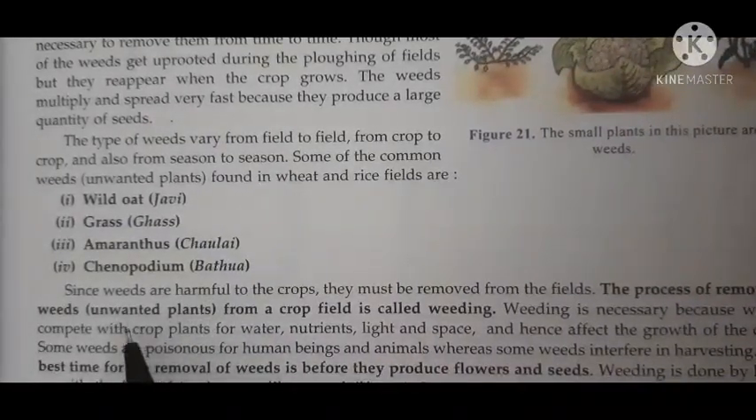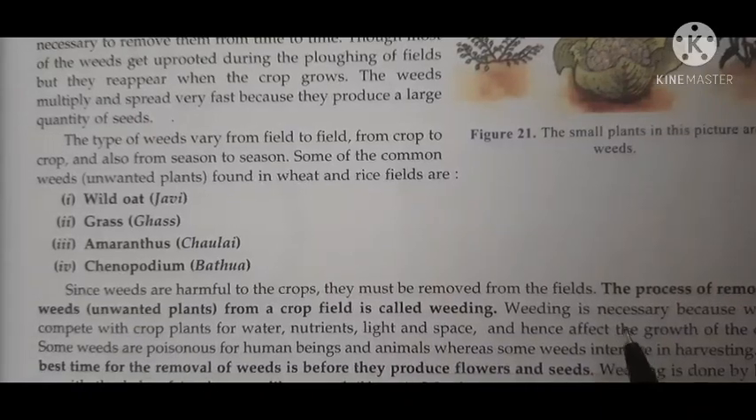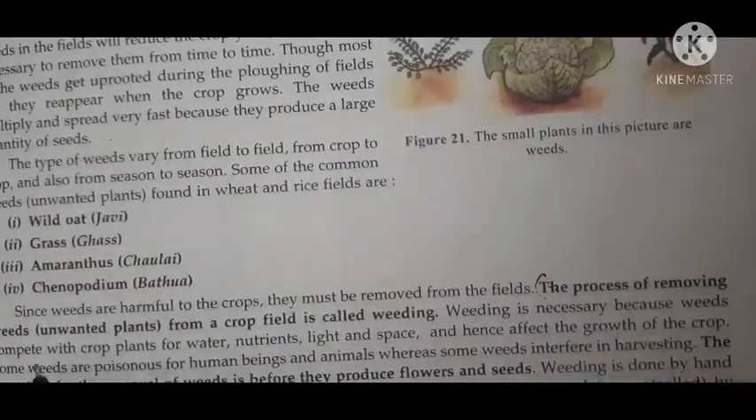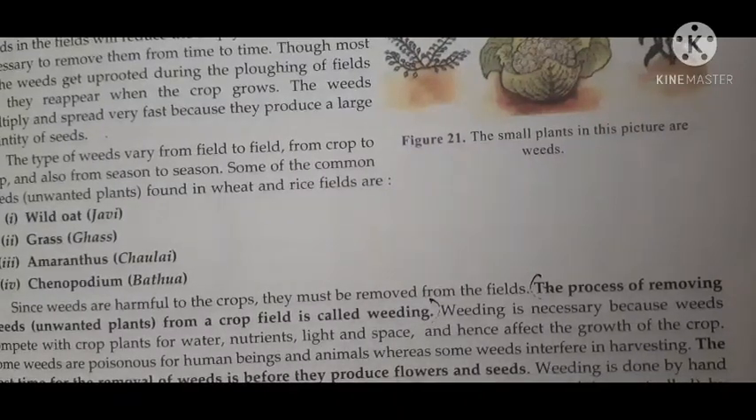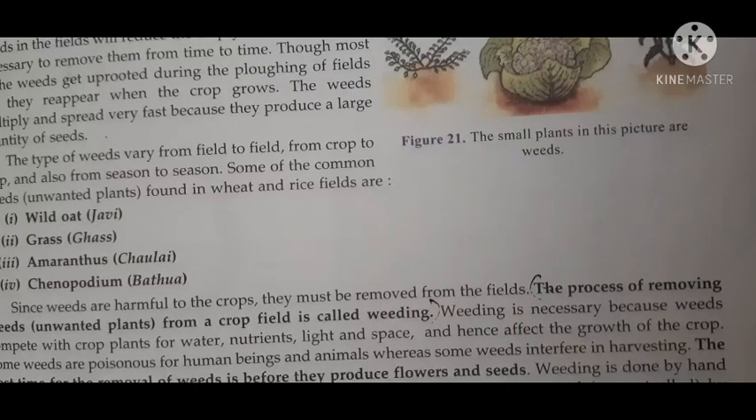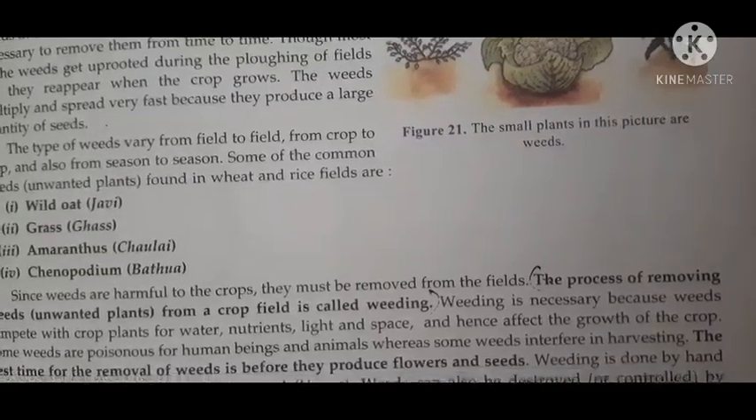Now what is weeding? The process of removing weeds from a crop field is called weeding. What are weeds? Weeds are the unwanted harmful plants, and so they need to be removed, and that process or that method of removing weeds from the crop field is called weeding. I hope it is clear to all the students.